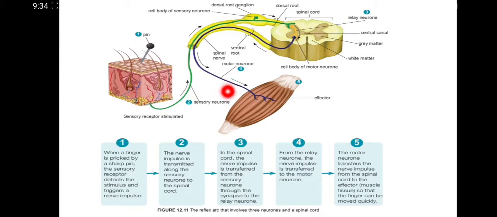The motor neuron transfers the nerve impulse from the spinal cord to the effector. Di sini effector kita adalah muscle tissue, so that the finger can be moved quickly. Ini ialah demonstration bagaimana dia berlaku, for example, when our finger is pricked by a sharp pin.